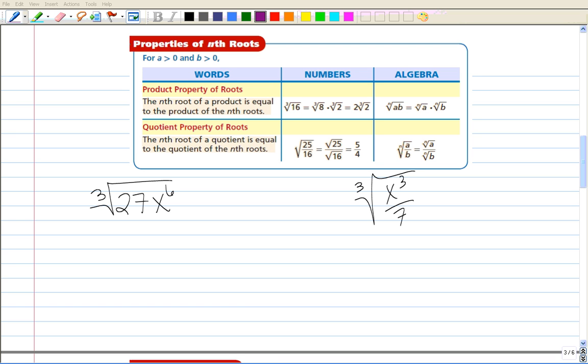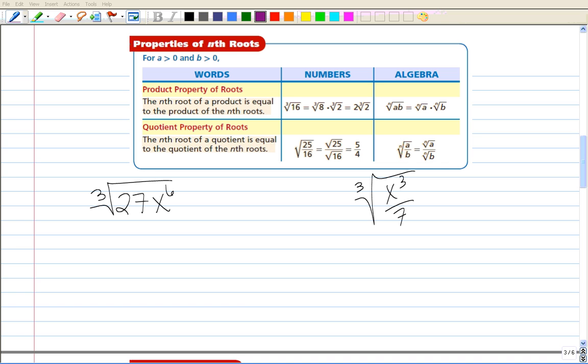So in general, if we have the cube root of a times b, we can split that into the cube root of a times the cube root of b, which can be helpful when we're simplifying things in a few examples. Just like with multiplying, we can also do this when we're dividing. The quotient property of roots: the nth root of a quotient is equal to the quotient of the nth roots. So if we have the square root of 25 divided by 16, we can split that into the square root of 25 divided by the square root of 16. And the square root of 25 is 5, and the square root of 16 is 4, so that would be simplified to 5 over 4.